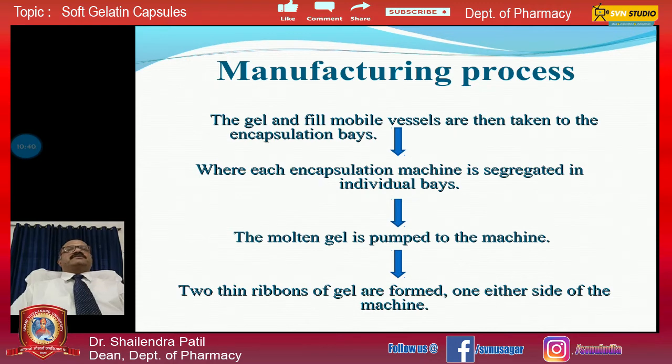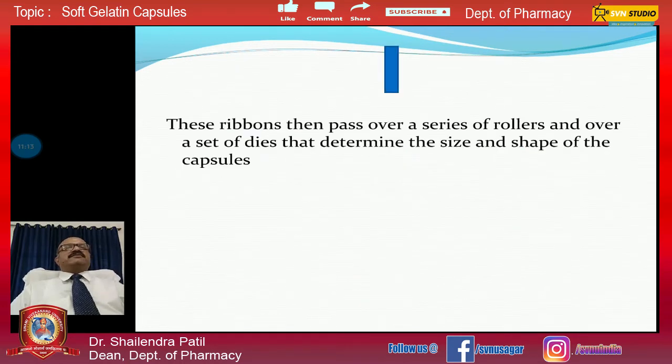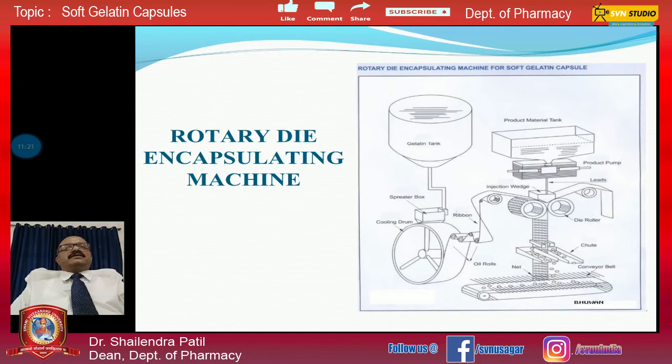Now coming to the manufacturing process of the soft gelatins, the gel and fill mobile vessels are then taken to the encapsulation bays, where each encapsulation machine is segregated in individual bays. The molten gel is pumped to the machine, then two thin ribbons of gel are formed, one on either side of the machine. Ribbons then pass over a series of rollers and over a set of dies that determine the size and shape of the capsules. It is the rotary die encapsulating machine. You can see this.